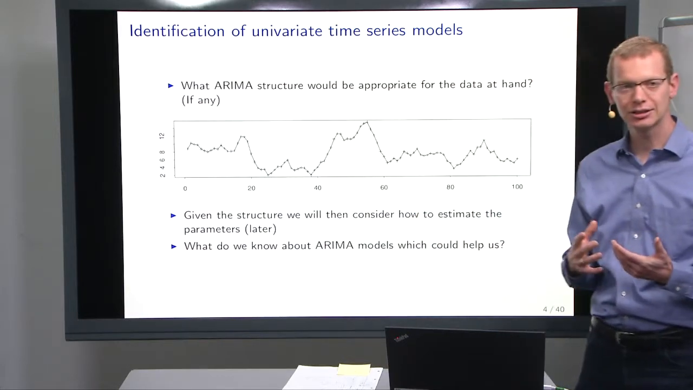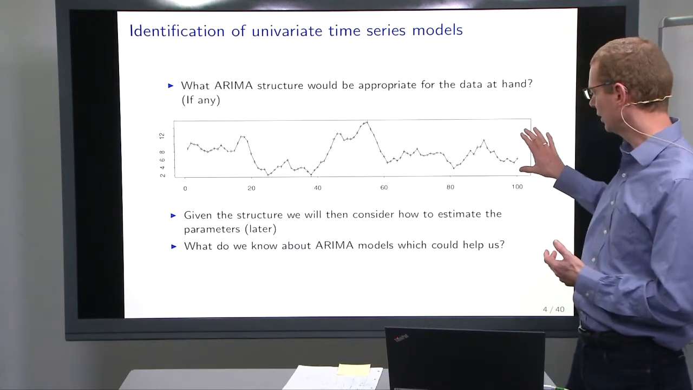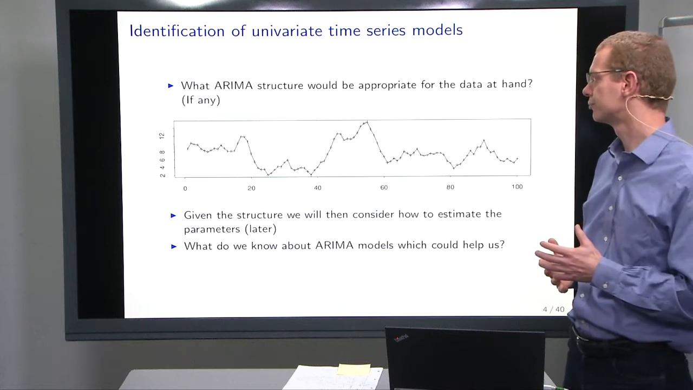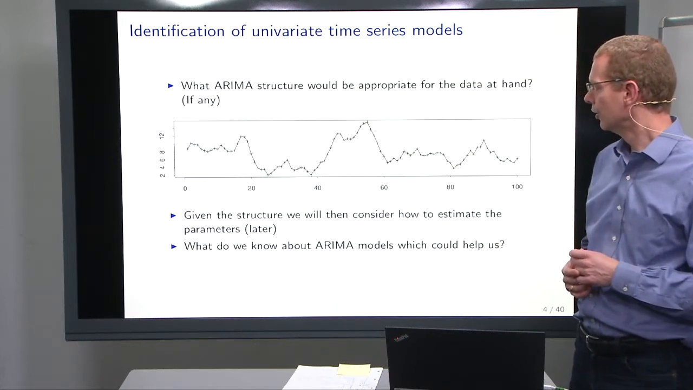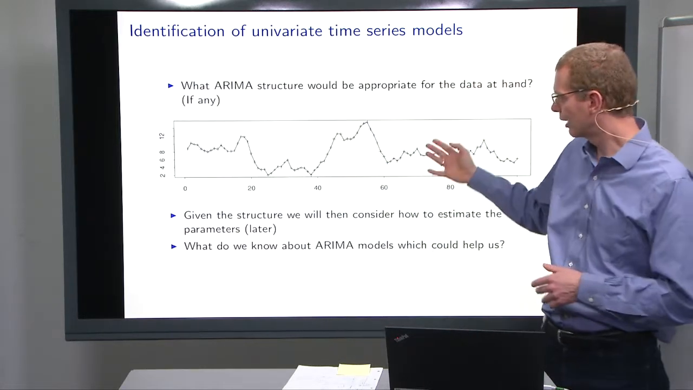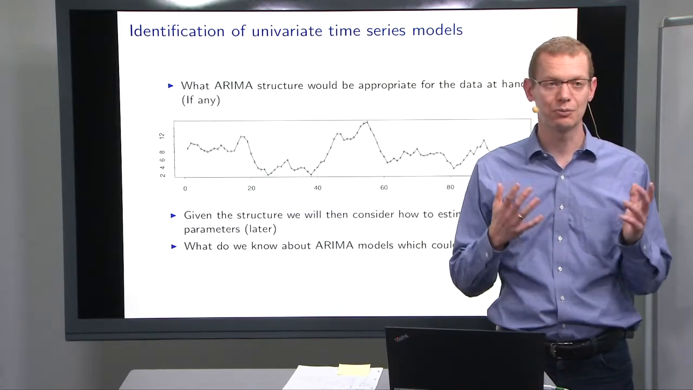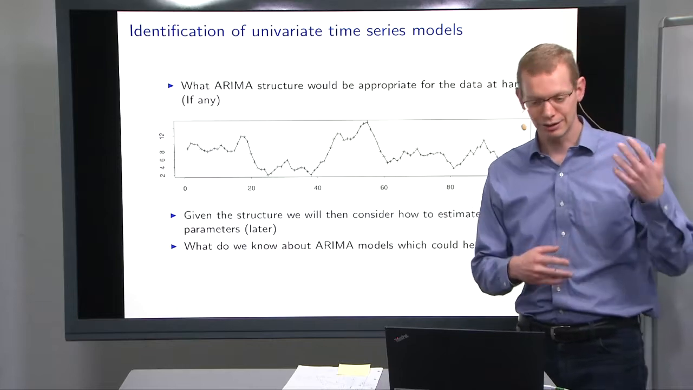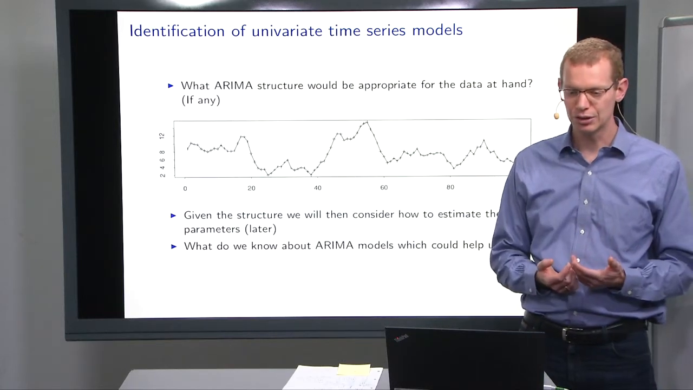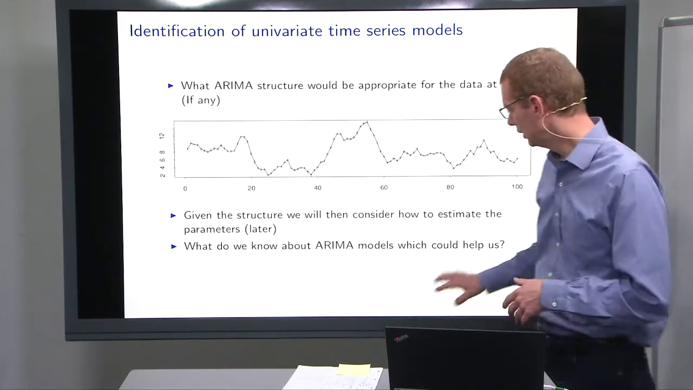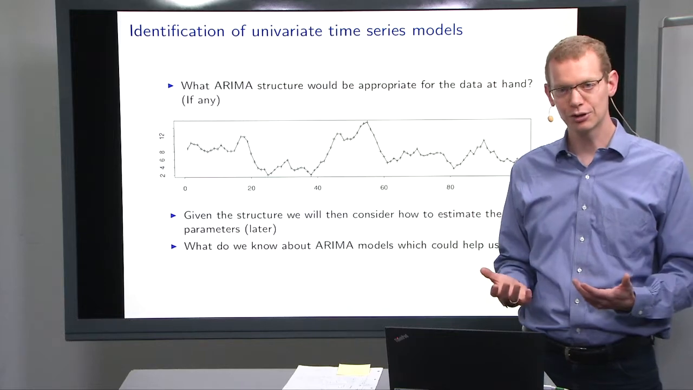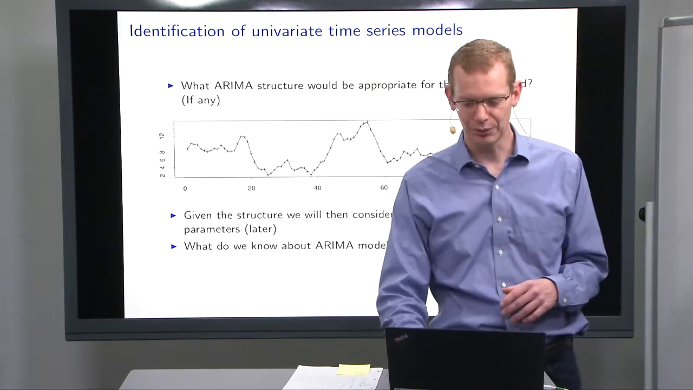As we discussed last time, when a process is mean ergodic, that means that from just a single realization we have information about the entire distribution, the expectation at least. So if we restrict ourselves to an ARIMA model, given some data, how do we identify which model structure is appropriate? Next time we will look at how to estimate parameters. What else do we know that can help us here? One thing we looked at last time was the correlation functions related to ARIMA models, and that's also where we're going today.